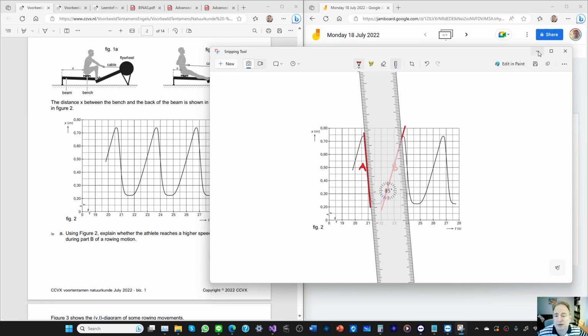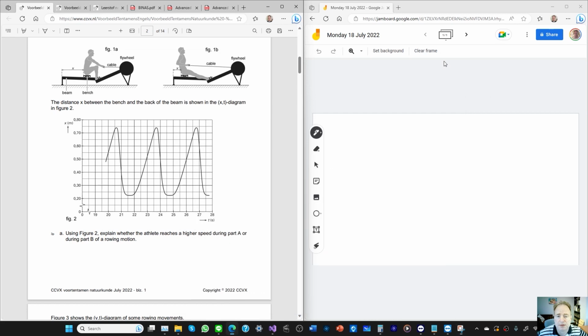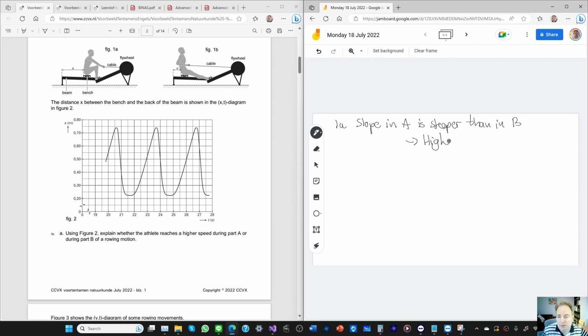So obviously, shall I just remove this? We can just say that the slope in A is steeper. So this is on A. Slope in A is steeper than in B. So higher speed during A.